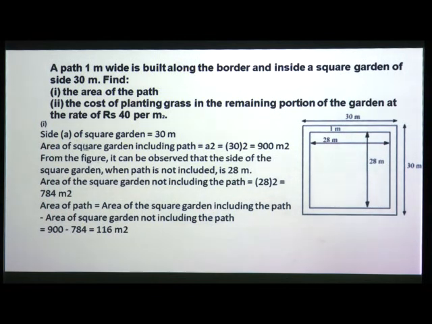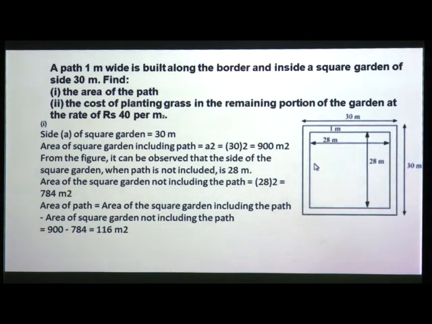This is also very similar, but here we have two sub questions that we have to find out. Already we had done similar questions. These are all practical based questions which we come across in our daily life. So, a path 1 meter wide is built along the border and inside the square garden of side 30 meter. This is a square garden. This 30 meter is a square garden. A 1 meter path is built inside the square garden.